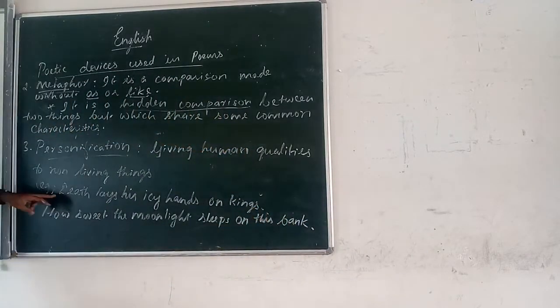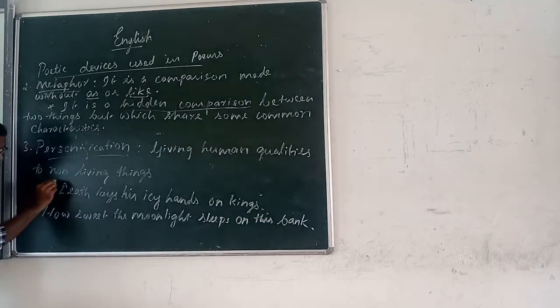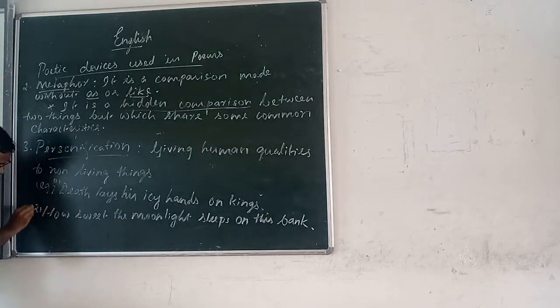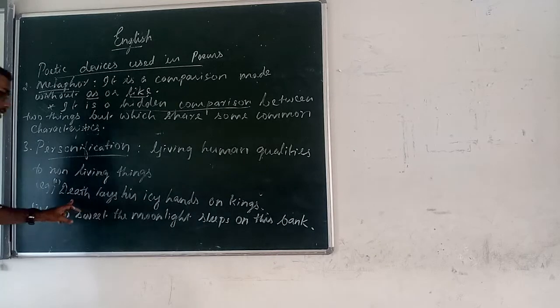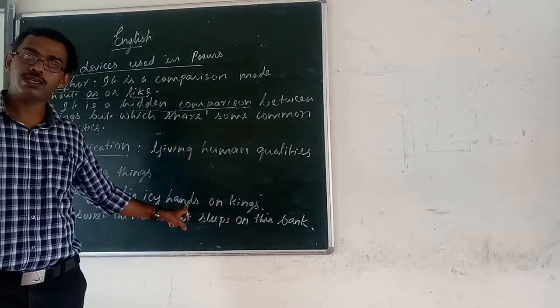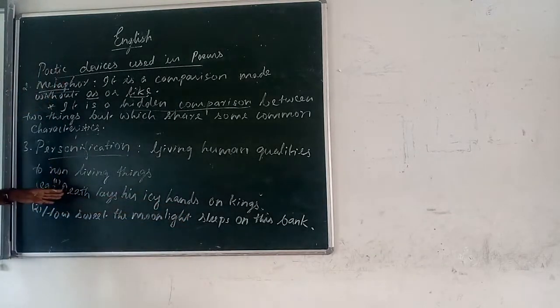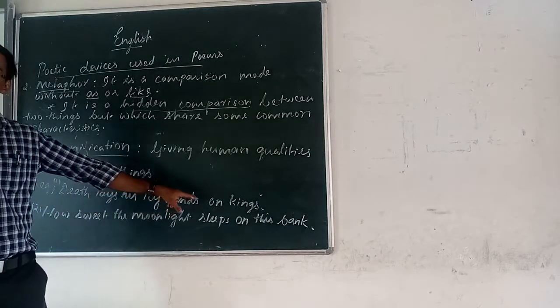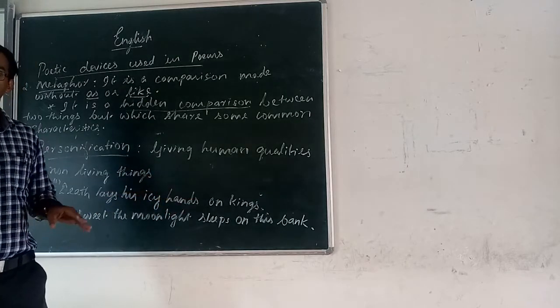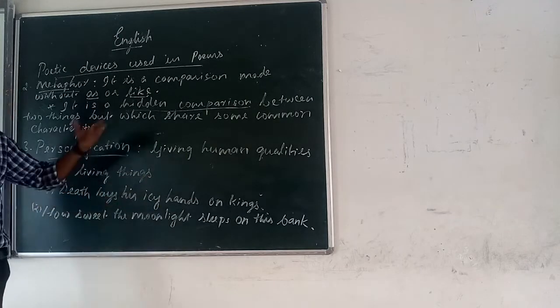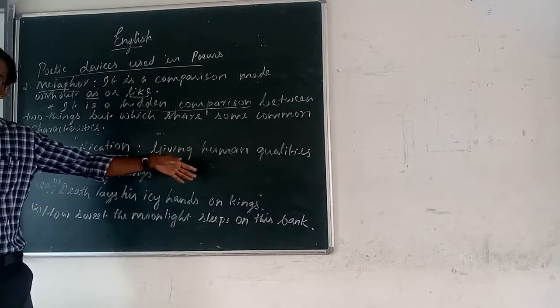Look at the two examples. First one, death lays his icy hands on kings. Here, death is an abstract idea. It is a non-living thing. It is an abstract idea. Death lays his icy hands on kings. Is it possible to lay his hands on kings?